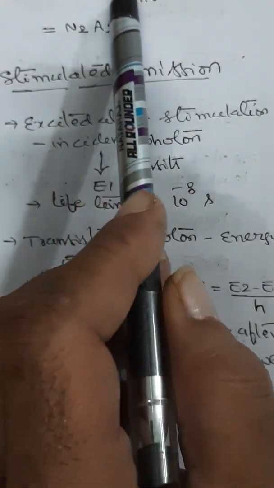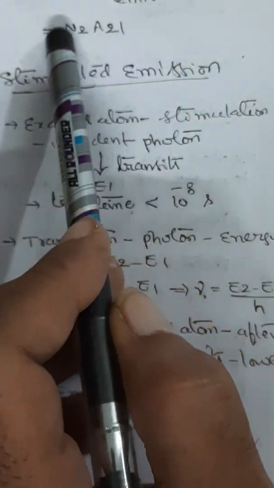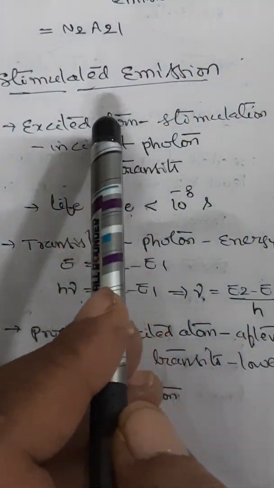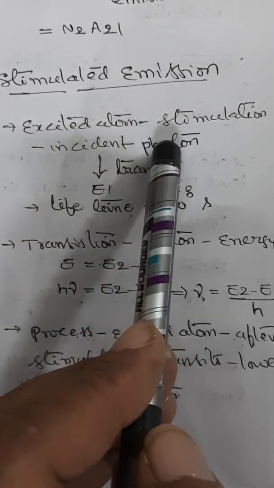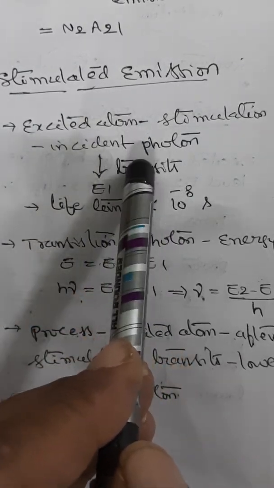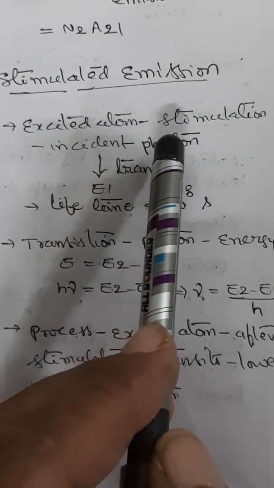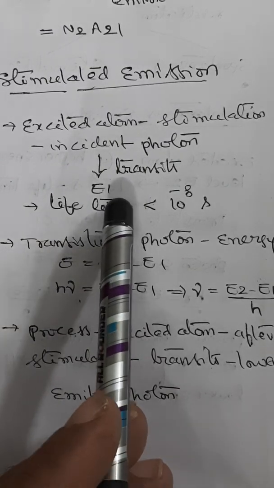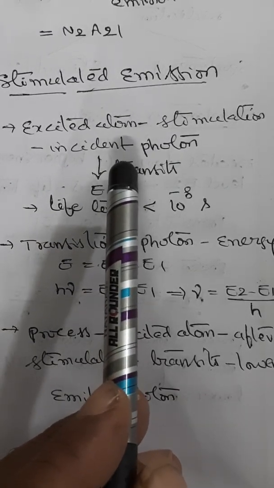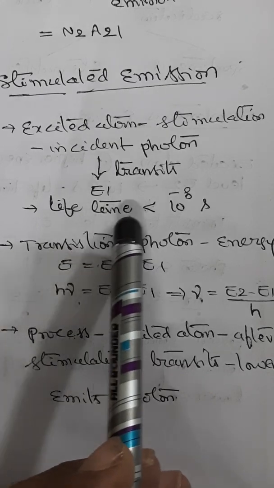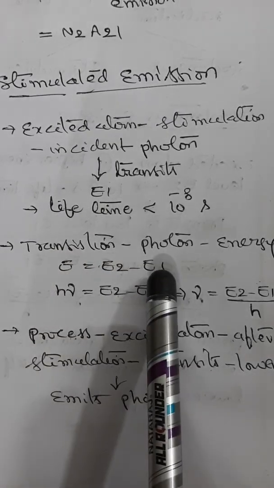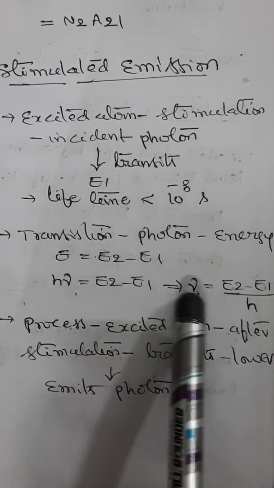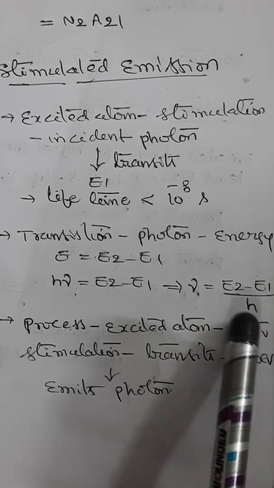Earlier, atoms transited to lower energy after the lifetime. But here, the excited atom, after being stimulated by the incident photon, transits to lower energy level E1 in a time less than the lifetime of an excited atom, that is 10 power minus 8 seconds. Now, how does this transition take place? Again, E will be E2 minus E1 only. Therefore, E equal to h nu, that is h nu equal to E2 minus E1. From that, you can calculate nu.